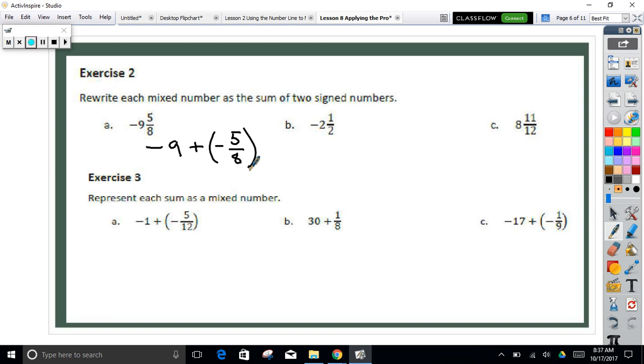Okay, letter B, Carly. Negative 2 plus negative 1/2. Good. And letter C, Reed. 8 plus 12. Good.